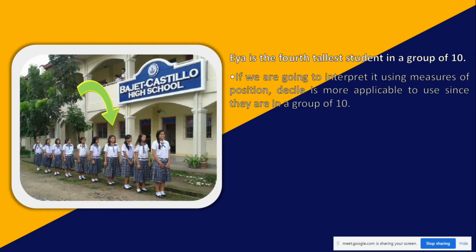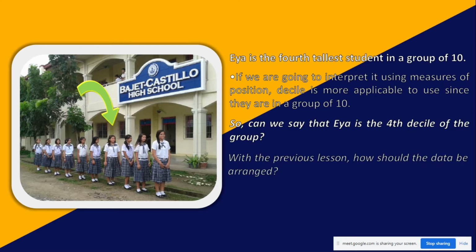The decile is more applicable. So we can say that Aya is in the 4th decile. Why the 4th decile of the group? With the previous lesson, how should the data be arranged? First, the data should be arranged in ascending order. It means that you arrange the data from the lowest score to the highest score. Okay, next.